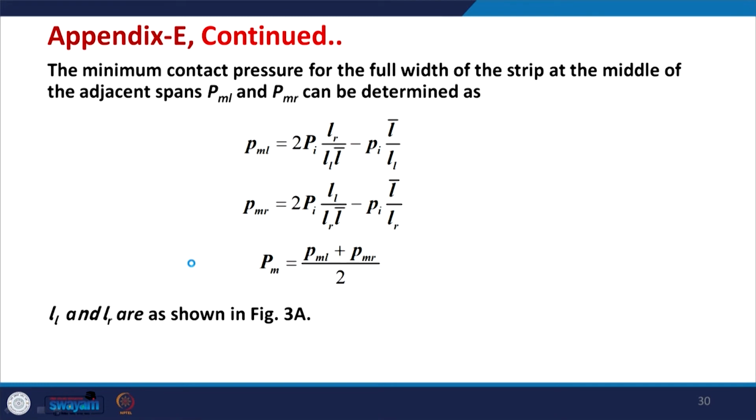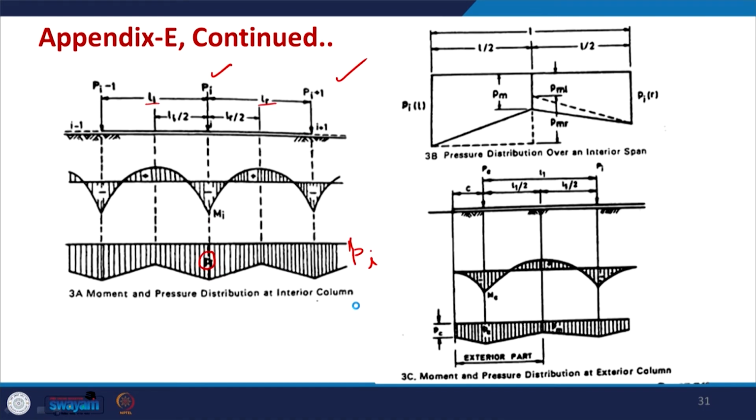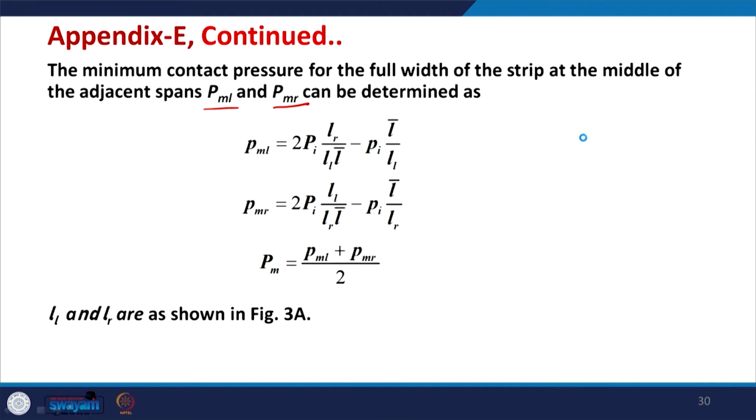Continuing with that, the minimum contact pressure for the full width of the strip at the middle of the adjacent spans is p ML and p MR, which is also shown in the figure. That was at the interior column, but now we need to find the values of p ML, p MR and p M, which are shown in figure 3b. So, p ML is here and p MR is shown here. Then p M will be the average of p ML and p MR, where p ML and p MR are calculated from these relations.